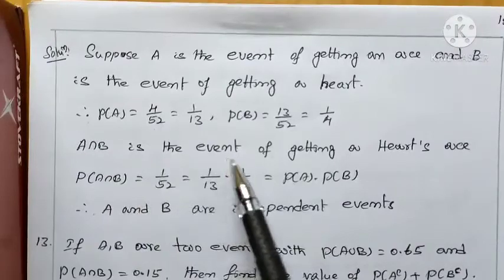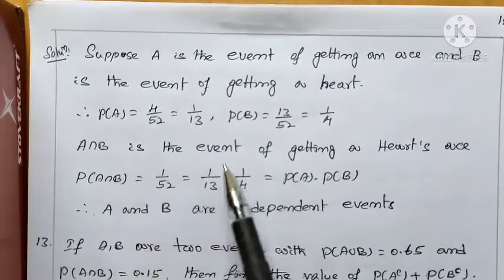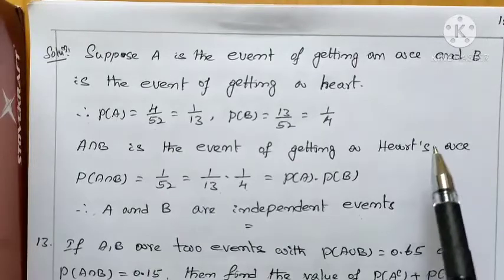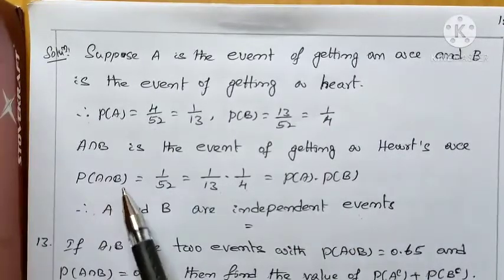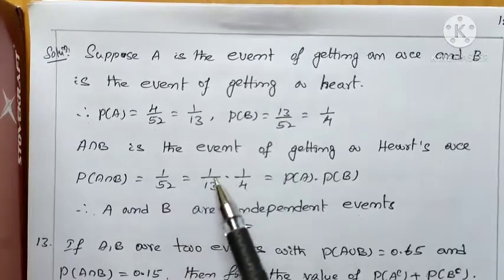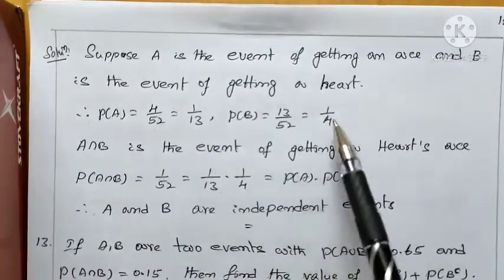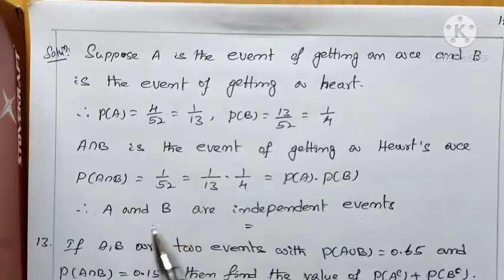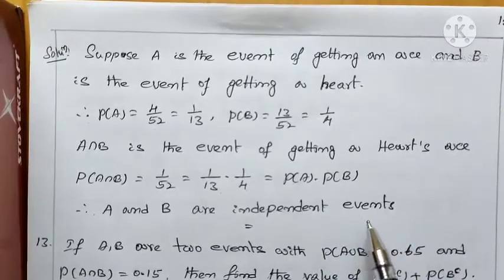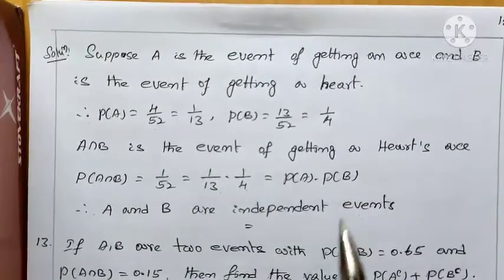A intersection B is the event of getting the ace of hearts. This is only 1. Therefore, P of A intersection B is equal to 1 by 52. This can be written like this: 1 by 13 into 1 by 4. But 1 by 13 is equal to P of A, and 1 by 4 is equal to P of B. Therefore, A and B are independent events. Already we know that if A, B are independent events, P of A intersection B is equal to P of A into P of B.